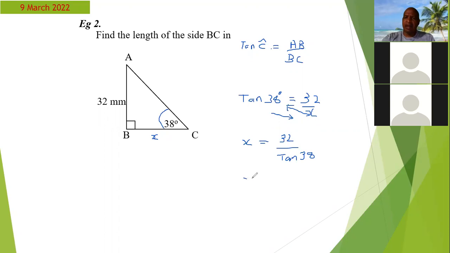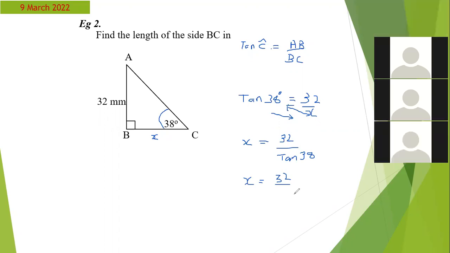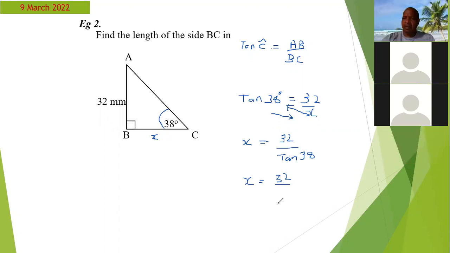And Mr. Lamar had worked out the tan of 38 for us. What was that again, Mr. Lamar? 0.781, sir. 0.781. Right. So we calculate x by dividing the 32 by the 0.781, and x works out to be 41, sir. 41. And so that would be millimeters.